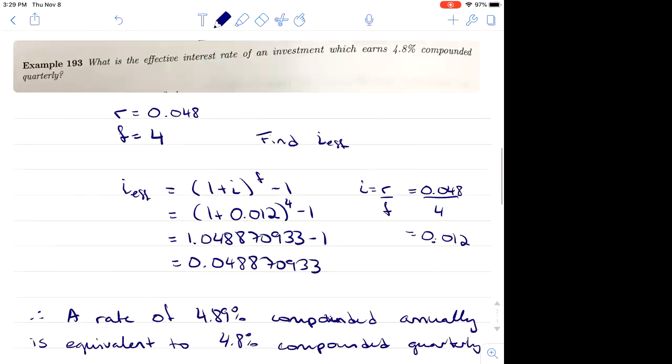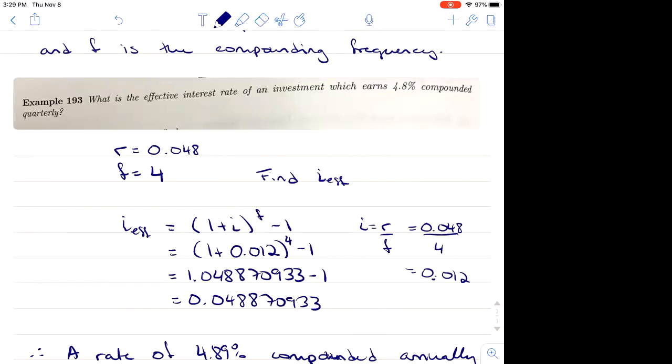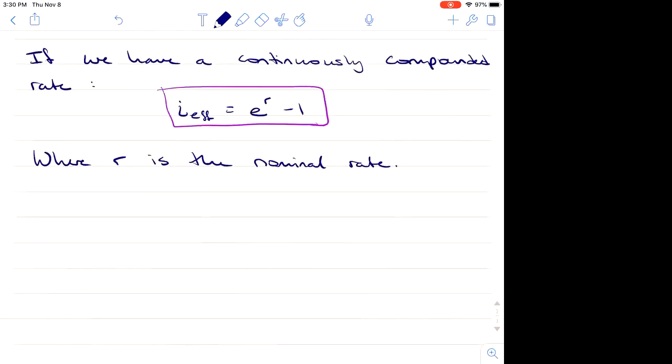Because the effective interest rate is the annually compounded one, it's a special case. I'm not even 100% sure why we bother with it, to be quite honest, because we can move to an annually compounded rate if we want to, but it's in the textbook, so I'm going to cover it. The effective rate is just a special case where we're always moving to annual compounding. So let's do a little example with continuous compounding. We'll do example 197.